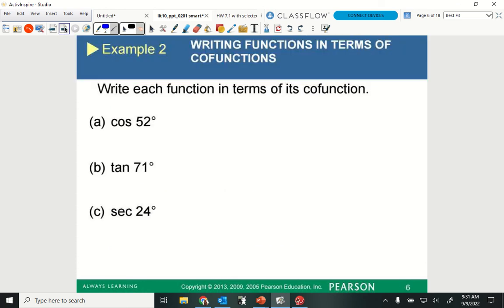So let's take a look. Using that previous slide, what is the co-function of cosine? What goes with cosine? Look at your slide, not me. Sine. Very good. So it's going to be sine of, it has to be 90 minus 52, right? Because together they both add up to 90.